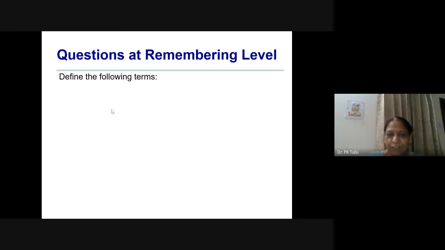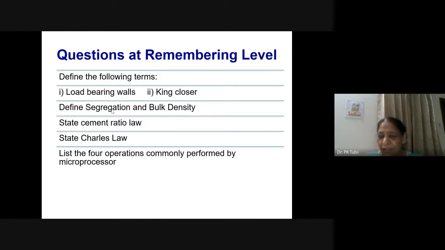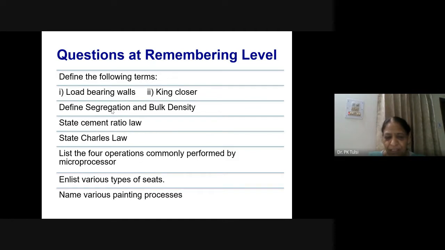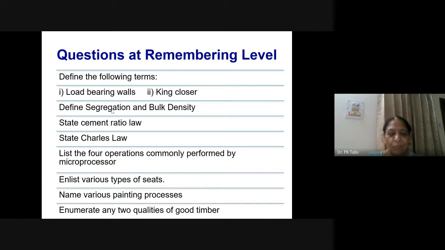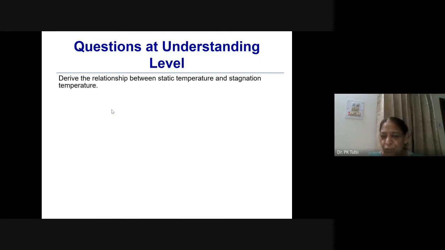Because if you recall, yesterday we have done this: define the following terms, and you are enlisting. There were laws: state cement ratio law, state Charles law, or there are 4 operations involved in a microprocessor. So list, just name the 4 operations, enlist various types of seeds, or name various painting processes, or enumerate any 2 qualities of good. Only 2, maybe half mark is given to each. Now these are some examples of questions at the remembering level.